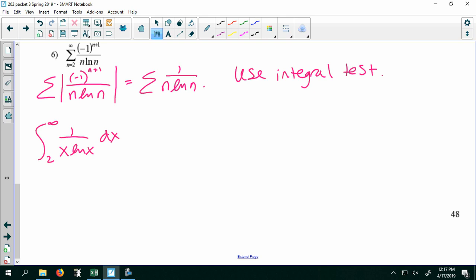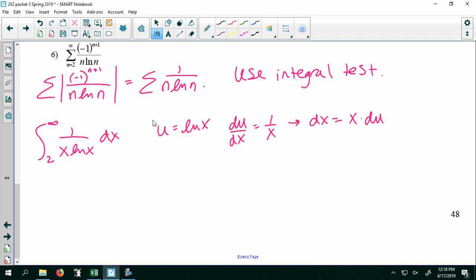1 over x ln x. Okay, so I think a u substitution is going to be appropriate here because the derivative of ln x is 1 over x, and 1 over x shows up in my integrand. So I'm going to let u be ln x, which means du dx is 1 over x, which means dx is x times du.